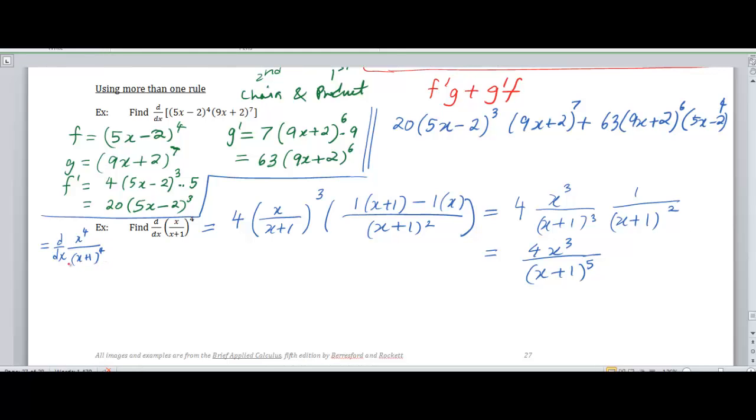So that's one way of doing this problem. The other method is this way. Since this whole thing is a quotient, we're going to use the quotient rule first. So we have the derivative of the top times the bottom, minus derivative of the bottom times the top.